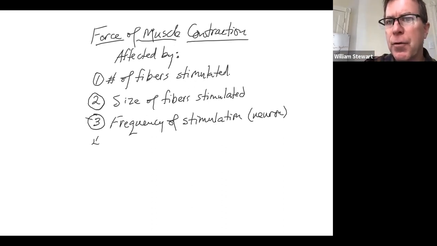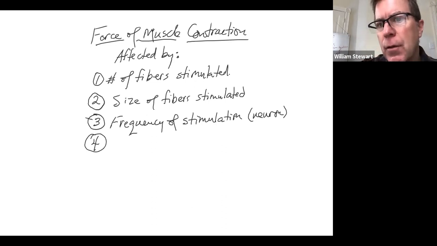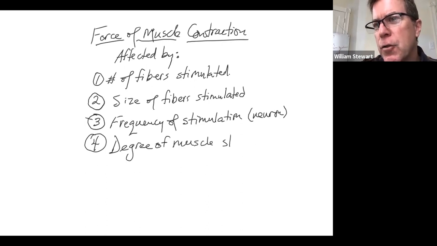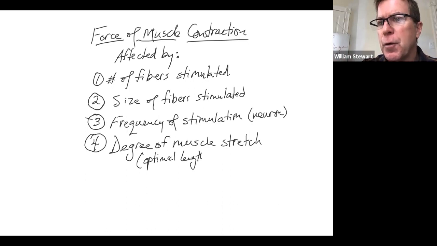And finally, number 4, this is probably the least intuitive. The degree of muscle stretch. What does that mean? That means that there is an optimal length for each muscle prior to contraction that will produce the greatest force. So I'm just going to write in parentheses, there's an optimal length which produces the greatest force.